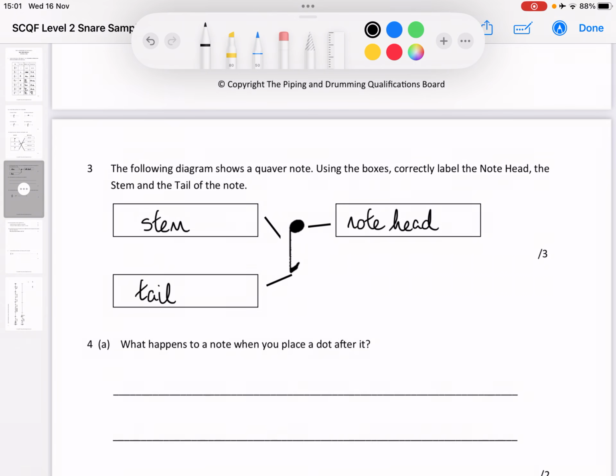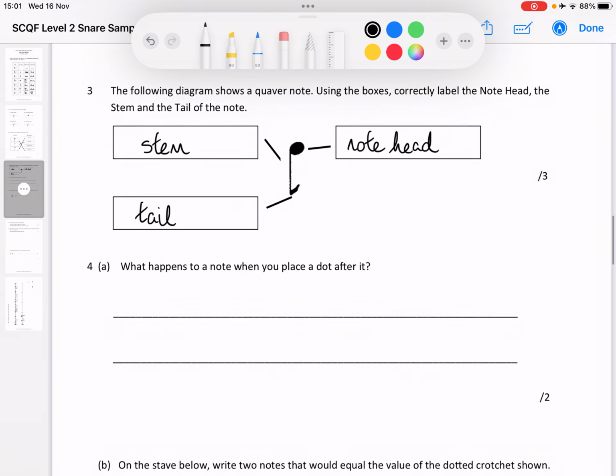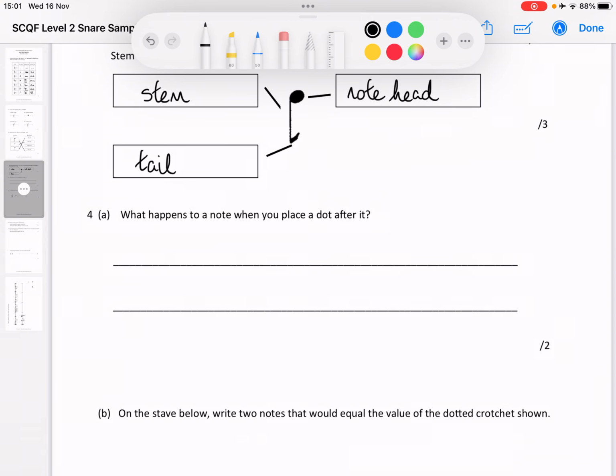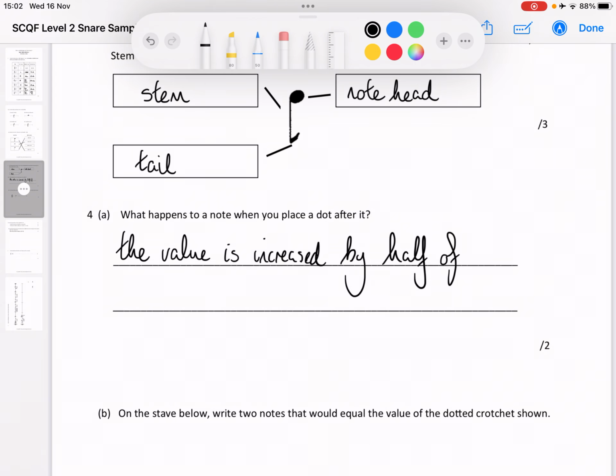What happens to a note when you place a dot after it? The value of the note is increased by half of its original value. So I write: the value is increased by half, and you have to write half of its original value. Hopefully you can read my writing.